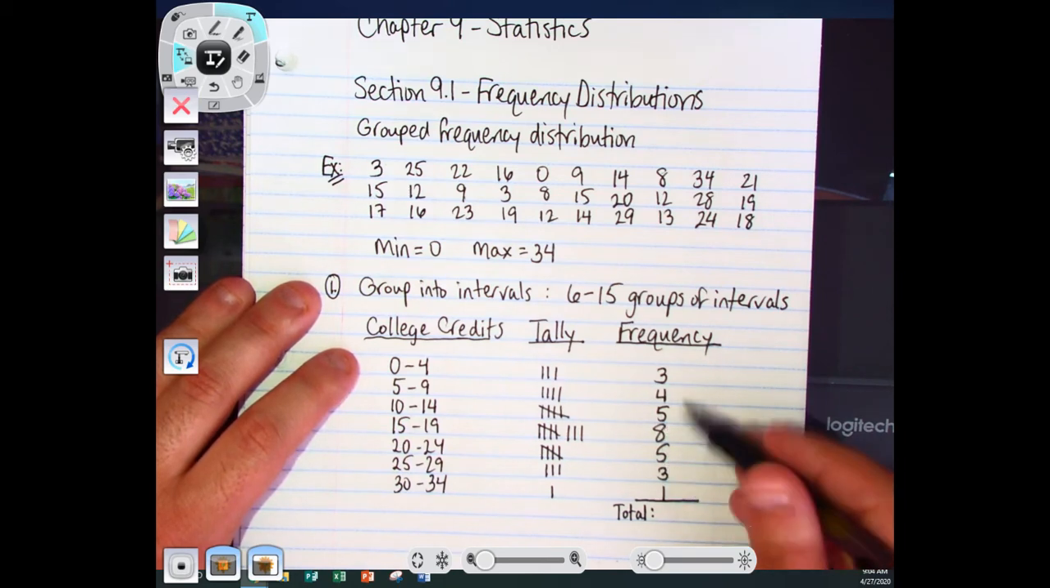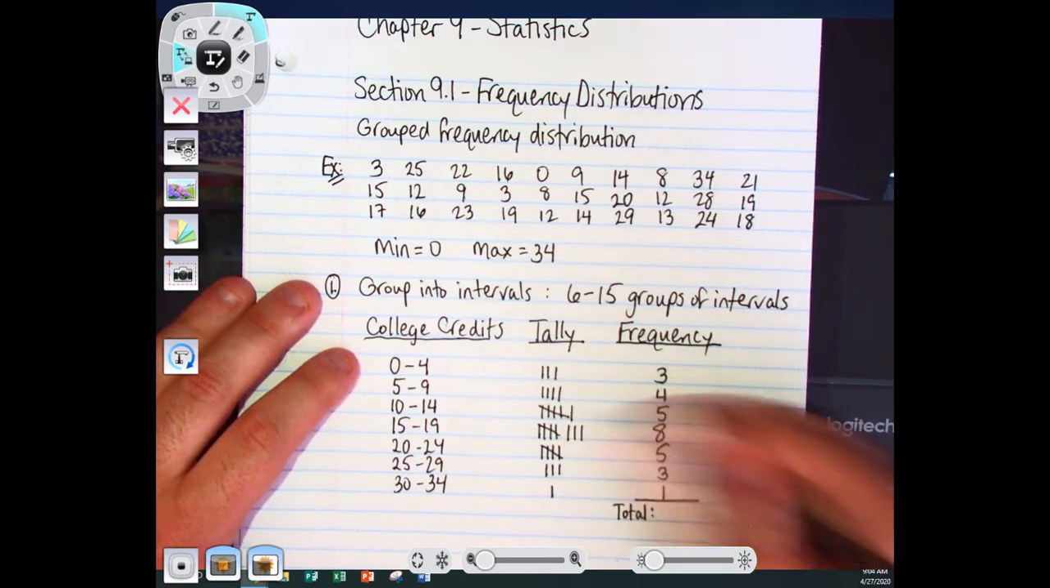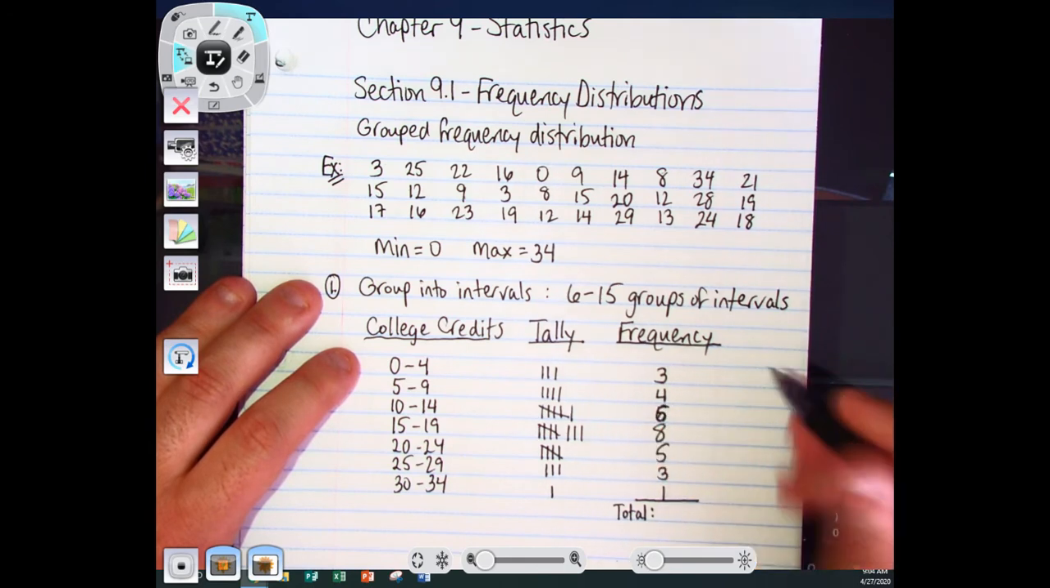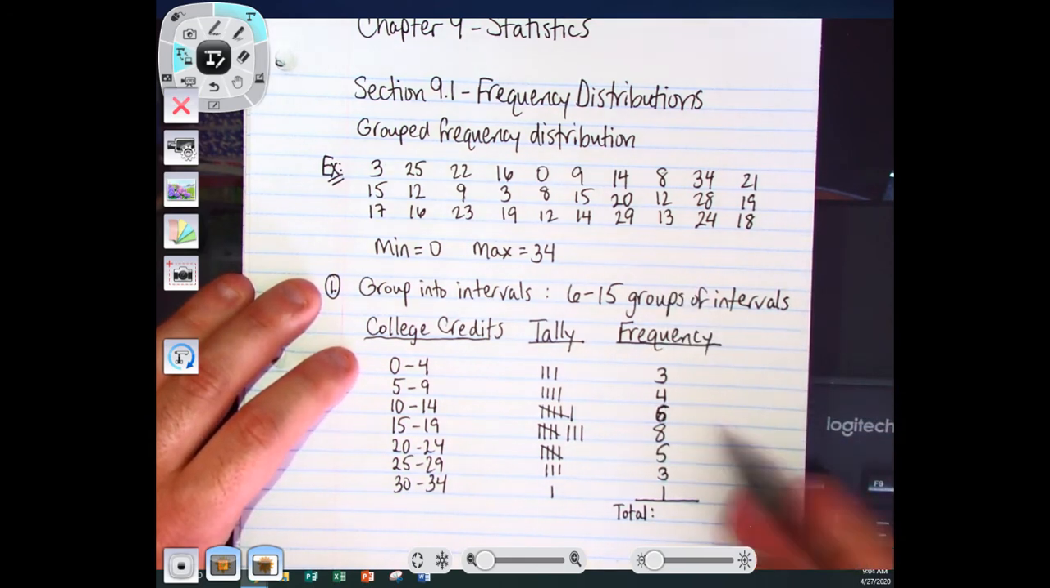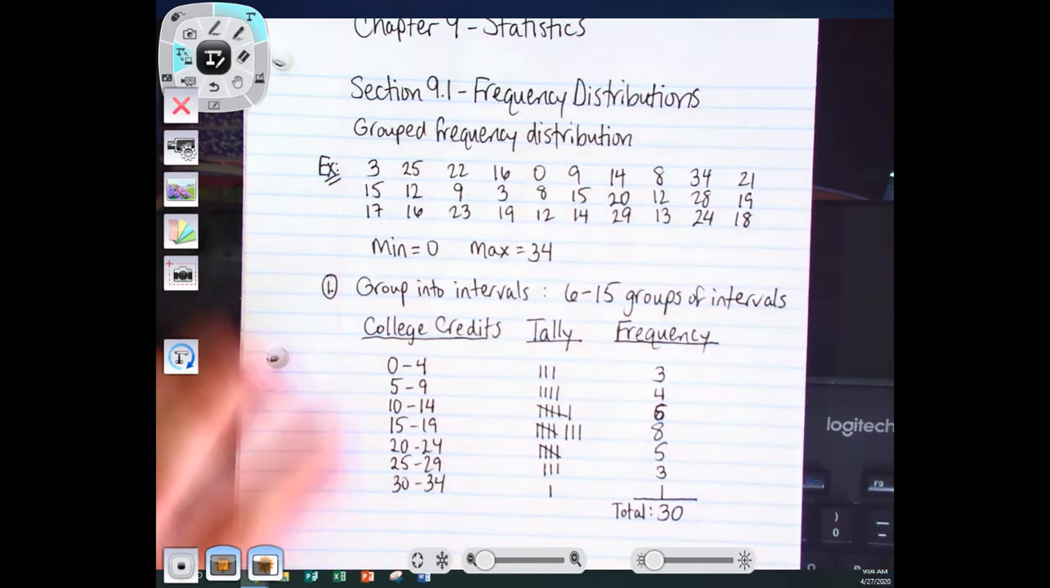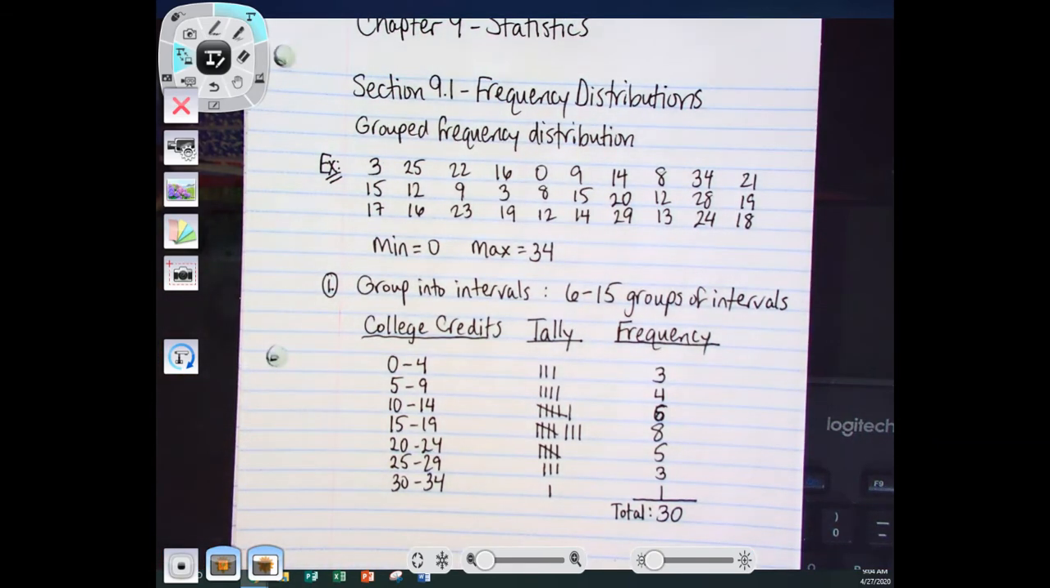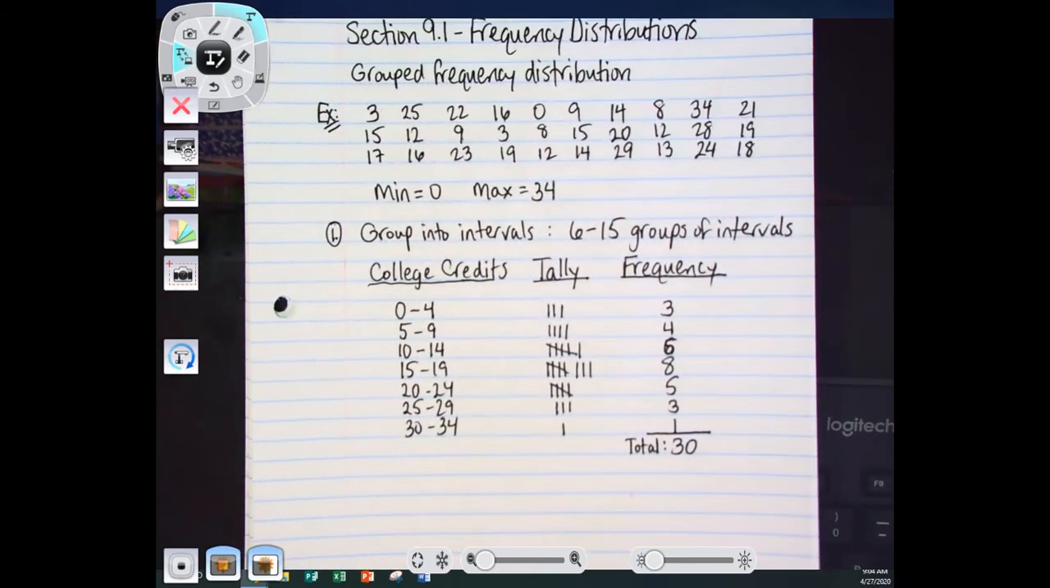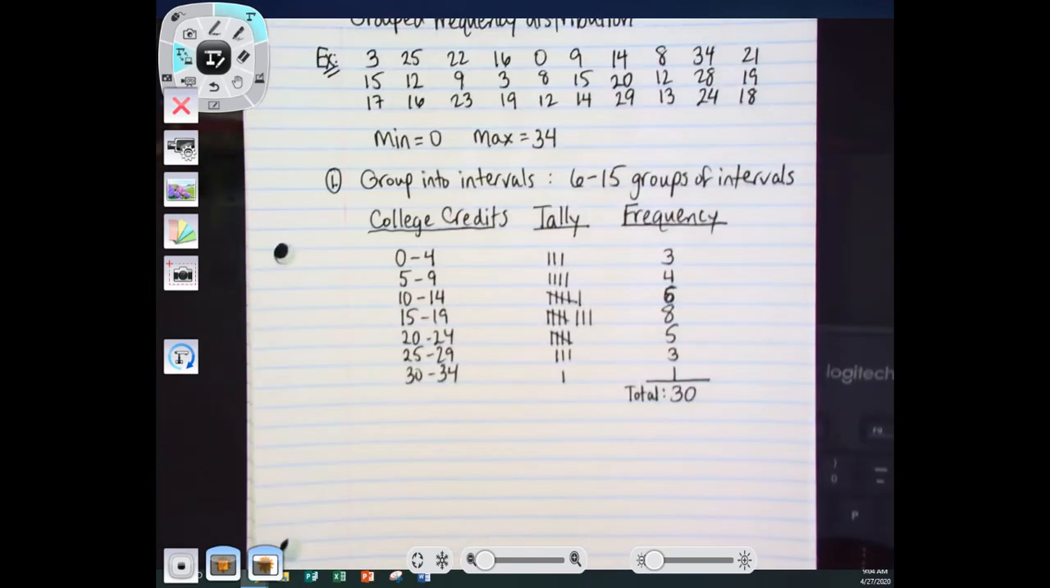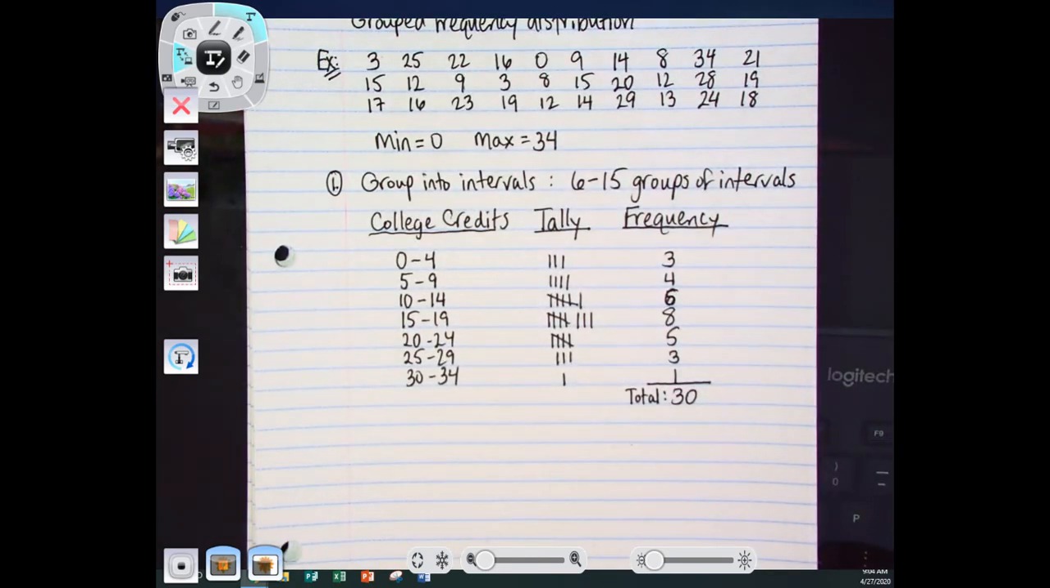No, we're missing one. Here, on the 10 to 14, that should be a 6, not a 5. Miscounted. Okay, so now that adds up to 30. All right, so that's how we can create that information for the group frequency distribution. Now, what can I do with this? Well, I could take this information and use it to create a histogram.